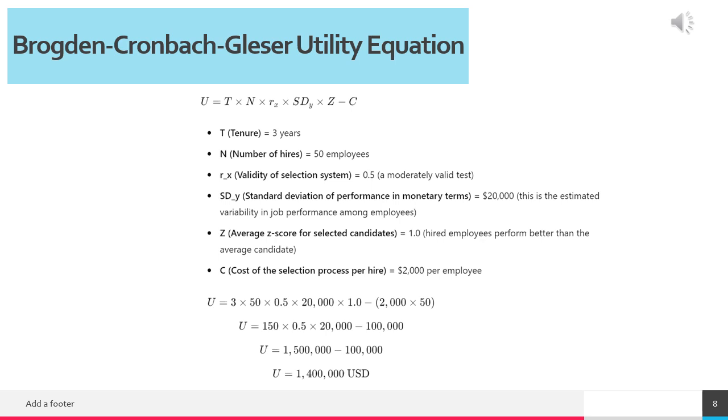This utility model shows that using a selective process with a moderate validity score of 0.5, the company can expect to save or gain 1.4 million over 3 years for these 50 employees. This comes from hiring more productive employees who perform above average, contributing significantly to the company's output.